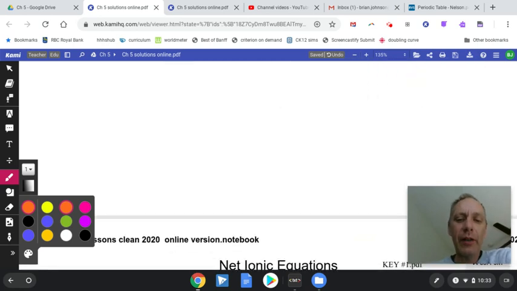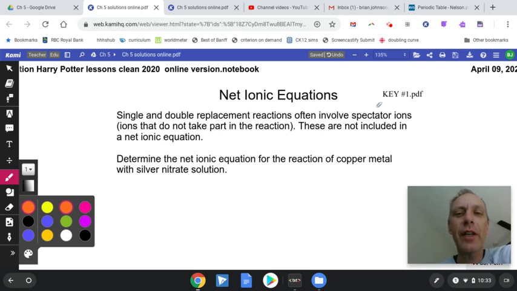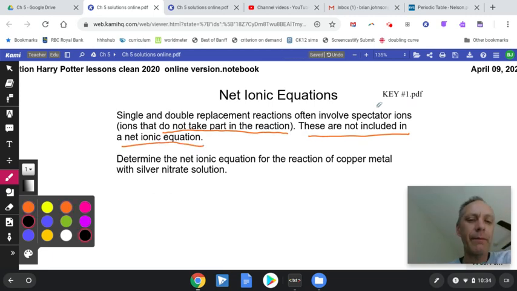All right, net ionic equations. What are these all about? So single and double replacement reactions often have something called a spectator ion. Now, if you've ever been to a sports game, spectators sit on the side and they watch. They don't take part in the game. So if they're not taking part in the game or the reaction, then they should not be included in the equation, and that's called a net ionic equation. What does this mean? What does this look like? Okay, so I'll show you a couple examples and then I'll just explain the rules.